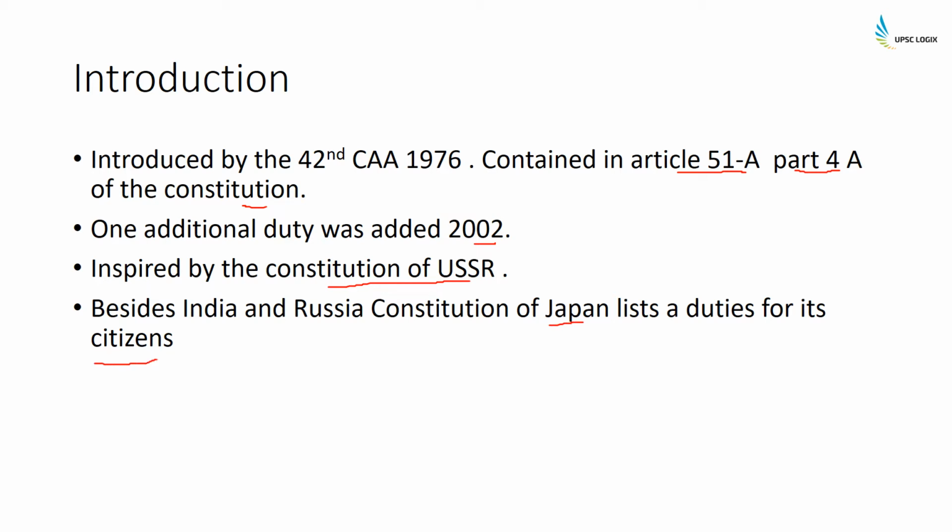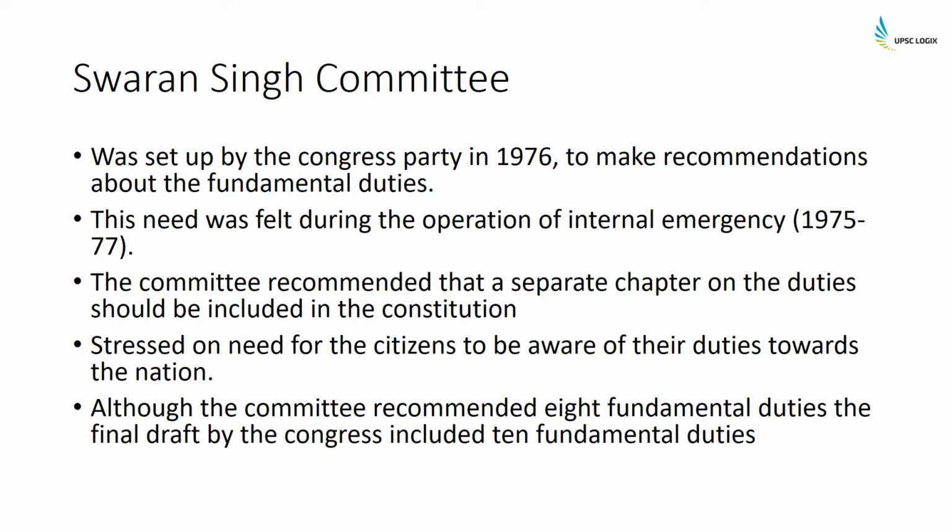So let us have a look at the Swaran Singh Committee, what its recommendations were. It was set up by the Congress Party in 1976 and was made to make recommendations about the fundamental duties. The need for fundamental duties was felt during the operations of the internal emergency, which lasted from 1975 to 1977. The committee recommended that a separate chapter on the duties should be included in the Constitution and stressed the need for citizens to be aware of their duties towards the nation.